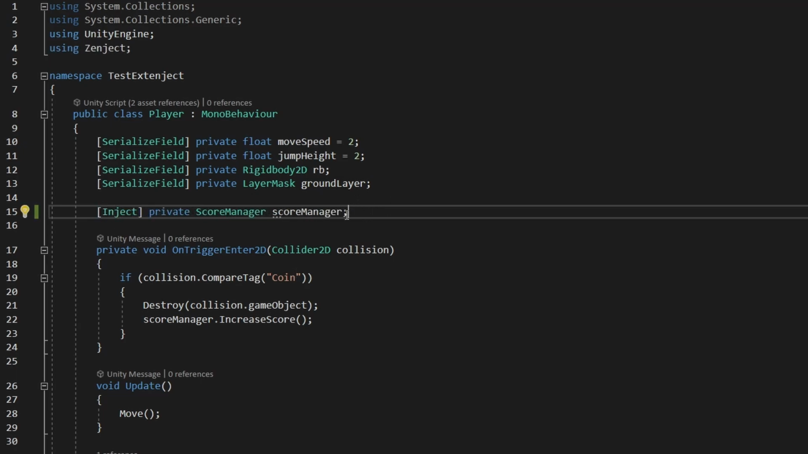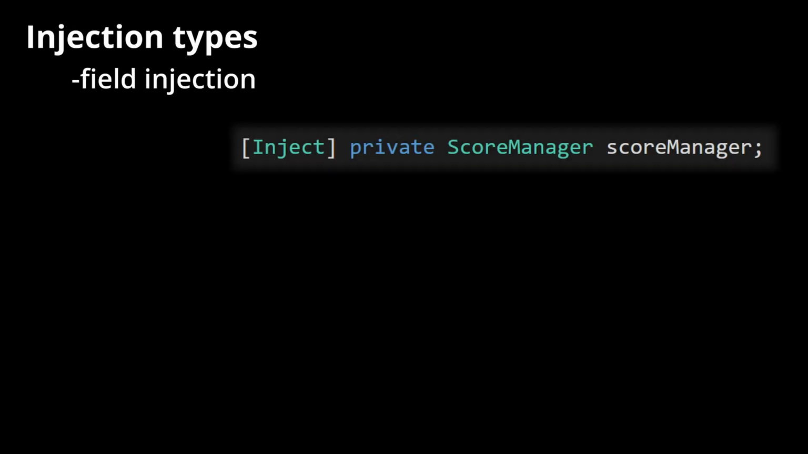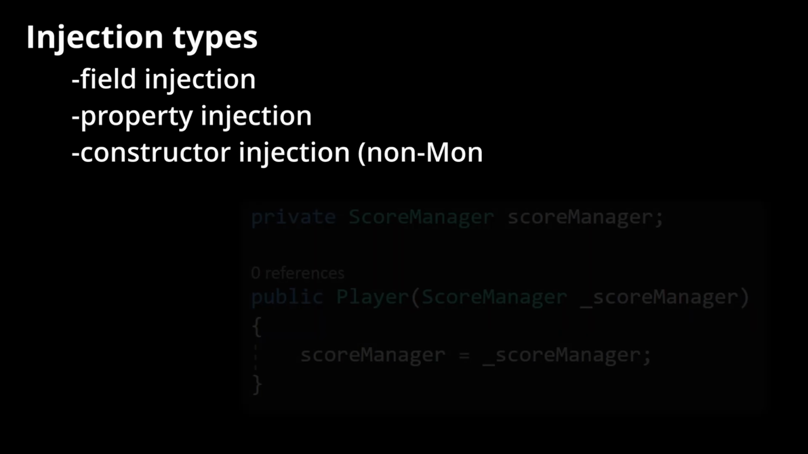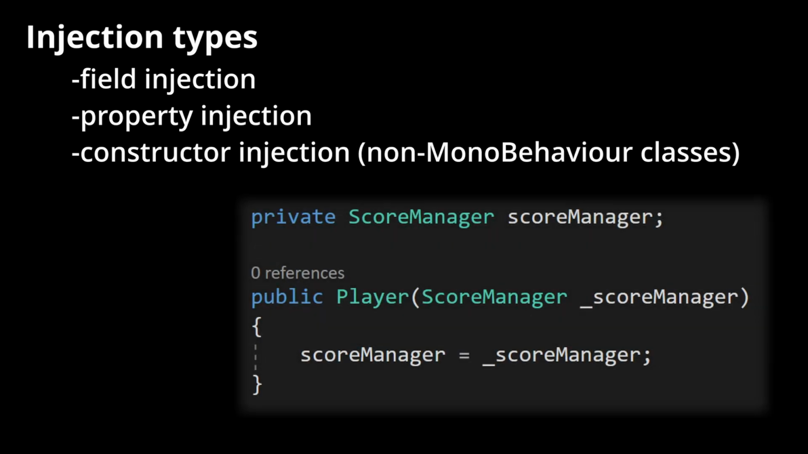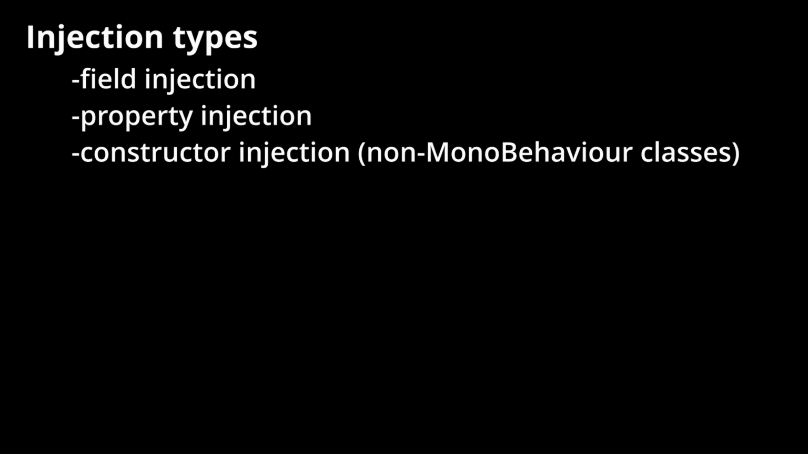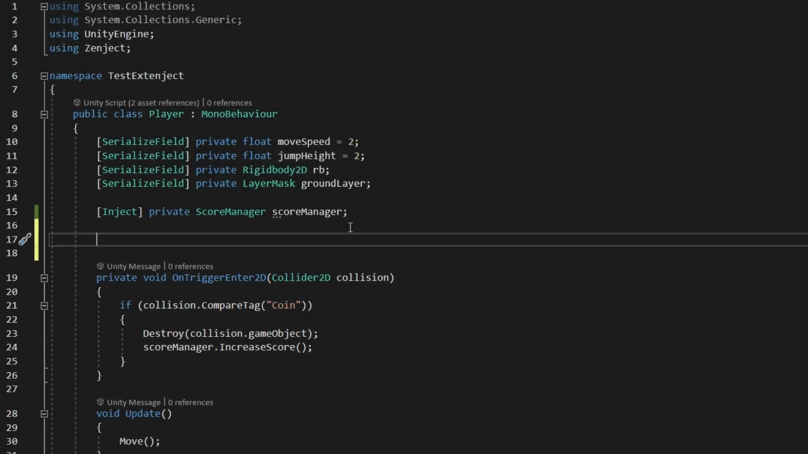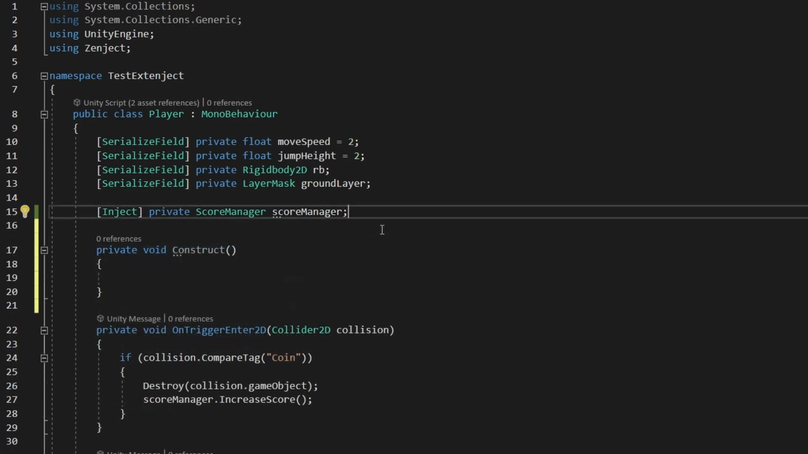What you see right here is one of the 4 types of injection that Extenject allows us to use, which is field injection. The same way we can use property injection, but these two are not that common. The 2 types of injection that we will most likely be using are constructor injection, which you can use only in non-MonoBehaviour classes, because MonoBehaviour classes cannot have constructors, and the second type you will most likely be using in MonoBehaviour classes is method injection. For this, we can create some kind of function which will be used to initialize all of the dependencies. Instead of the field injection, I will be using the method injection, because it is all in one place, which usually is a lot better.